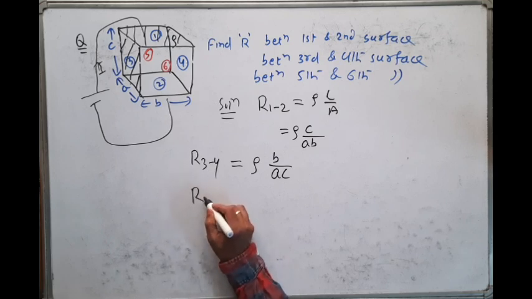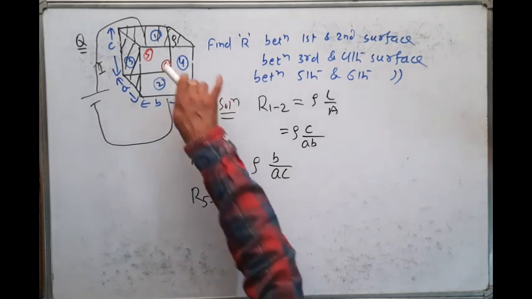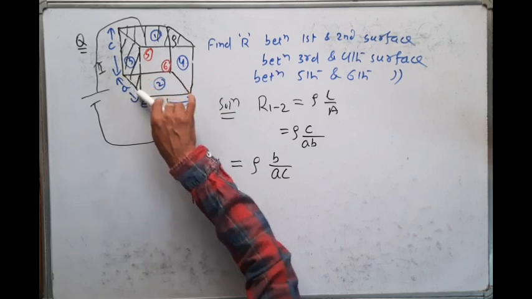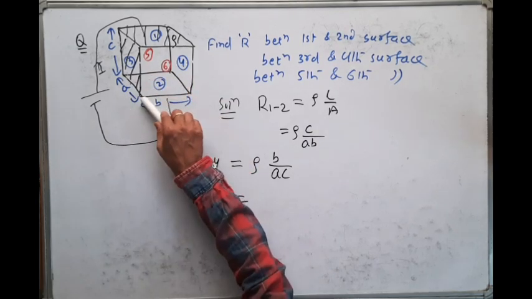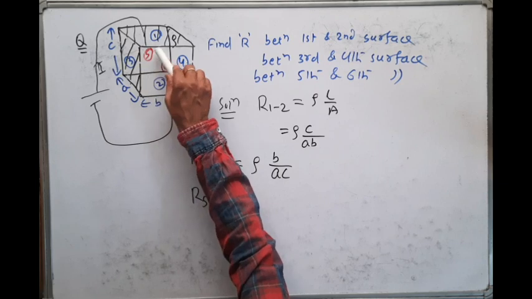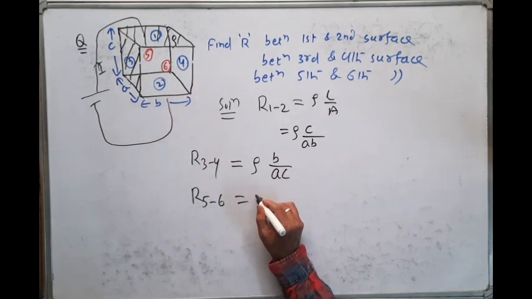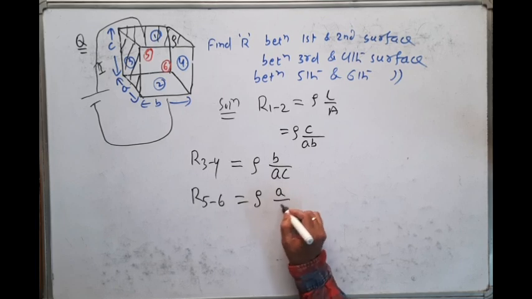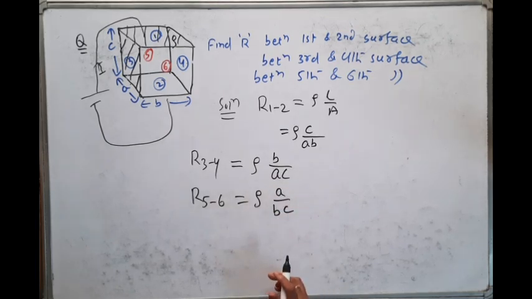Similarly, the resistance between the fifth and sixth surface, the back side and this front side. What is the length? A is the length. And what is the area? This is B, this is C. So area is BC. So R is equal to rho, the length A divided by BC. So this is the resistance.